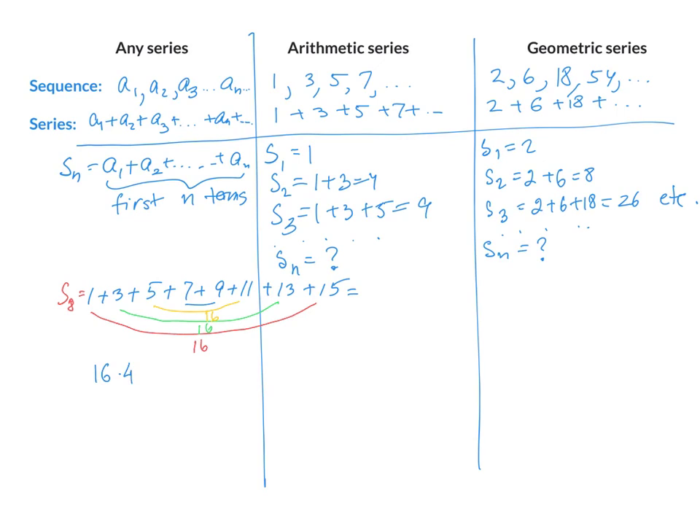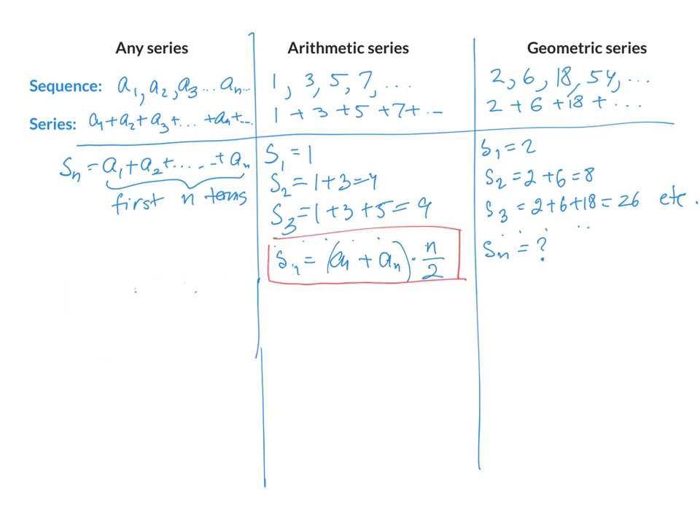Now, what is this 4? How can I generalize it? 4 is half of the number of my terms. I have 8 terms here, so it gives me 4 pairs. In general, my formula will look like this. Take the first term, add the last term, and multiply it by half of the number of terms.